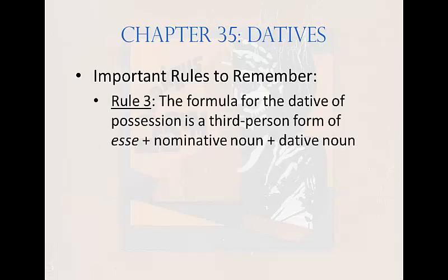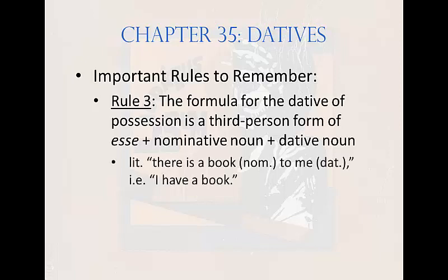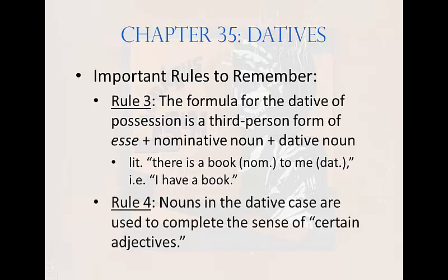Rule 3. The formula for the dative of possession is a third-person form of the verb to be, esse, plus a nominative noun, plus a dative noun, rendering a translation like, there is a book, nominative, to me, dative, meaning, I have a book. Rule 4. Nouns in the dative case are used to complete the sense of certain adjectives.